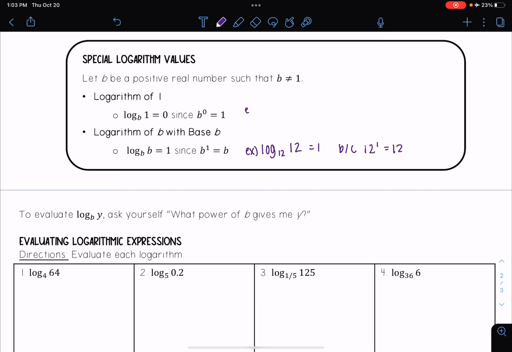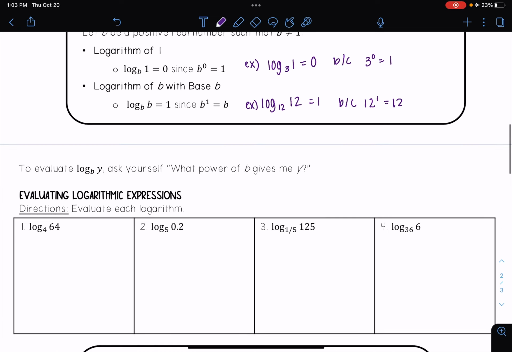An example of the other one would be log base 3 of 1 is equal to 0 because 3 to the 0 power is equal to 1. So it doesn't matter what that b is. 3 could be 112. Doesn't matter, if it's taking that log of 1, it's always 0.